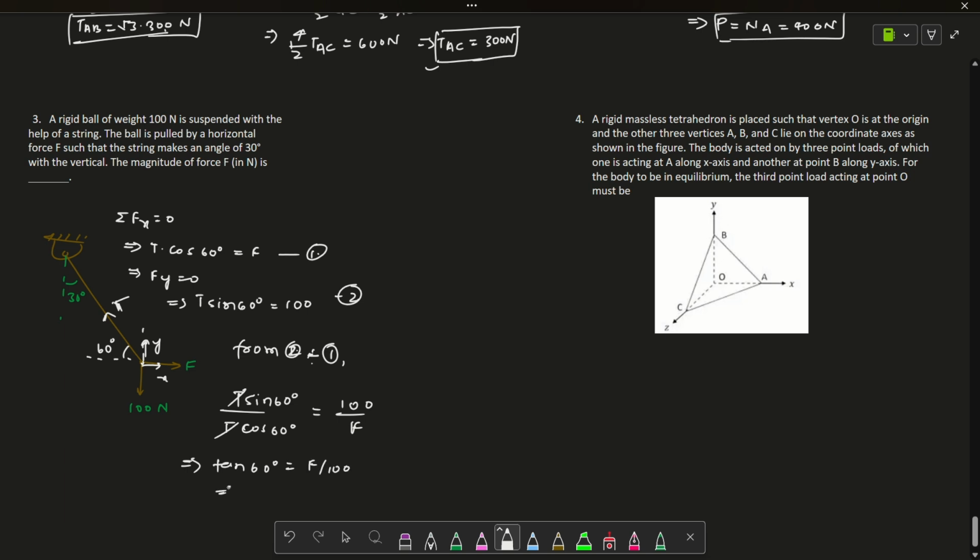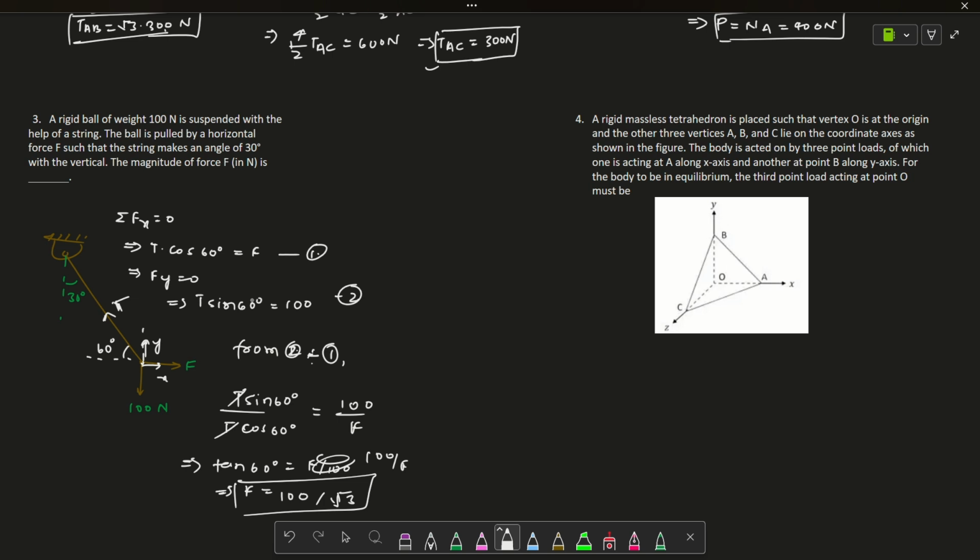Sorry, it is 100 by F, so F is coming as 100 by root 3, since tan 60 is root 3. So this is our required value, the correct answer for question number 3. It's a pretty easy question.